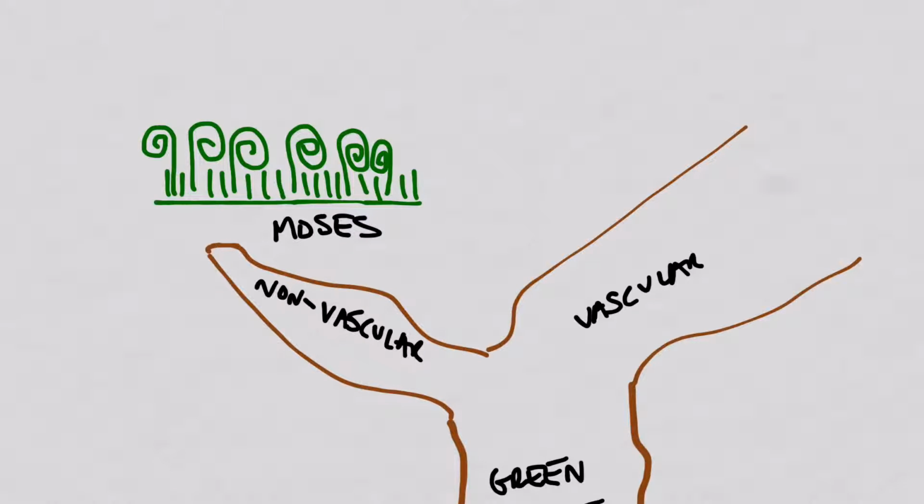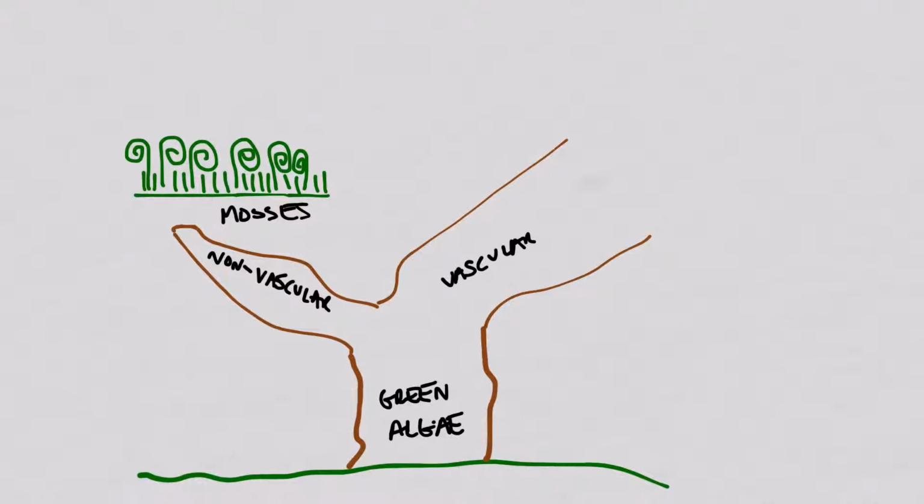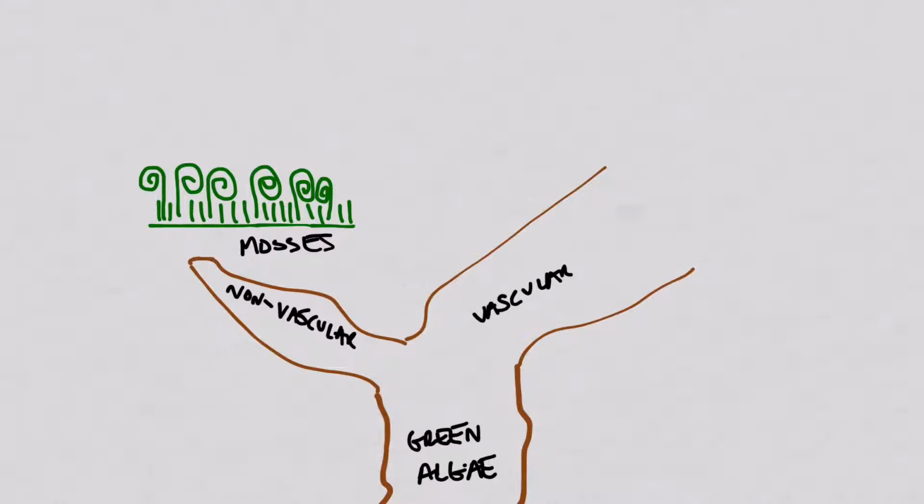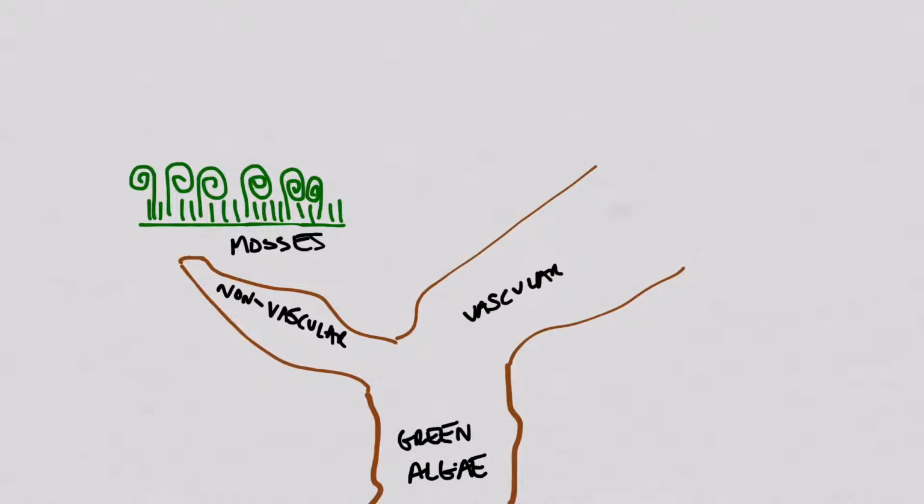Whoops, I spelled that wrong. M-O-S-S-E-S. Okay, so mosses are non-vascular, which means they can't rise more than a few inches above the ground.